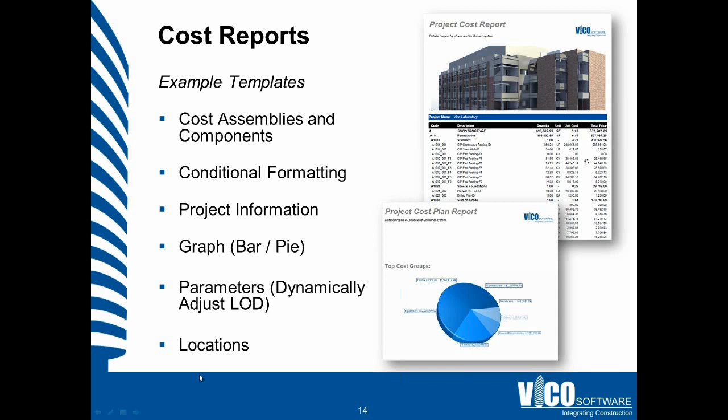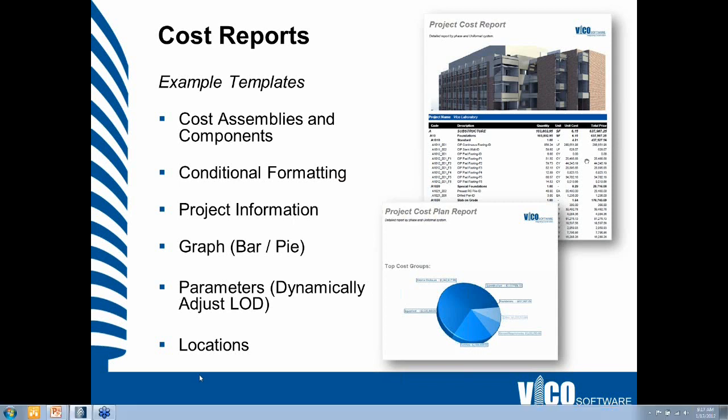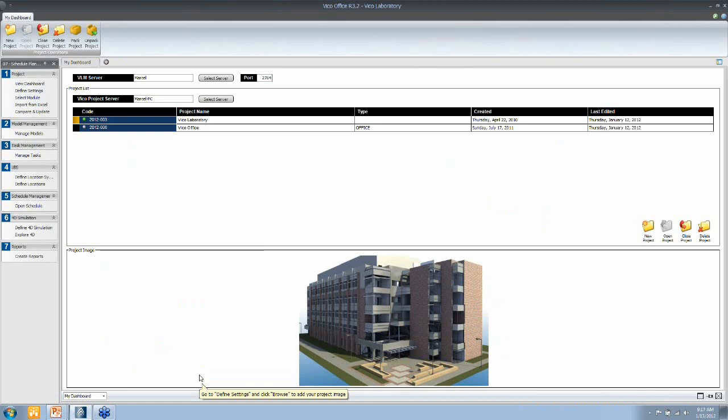So let's switch to the Vico Office program. We're in the dashboard. And as you can see, I've got two projects at the moment on my Vico project server. And I have opened the Vico Lab project that I will start working with.